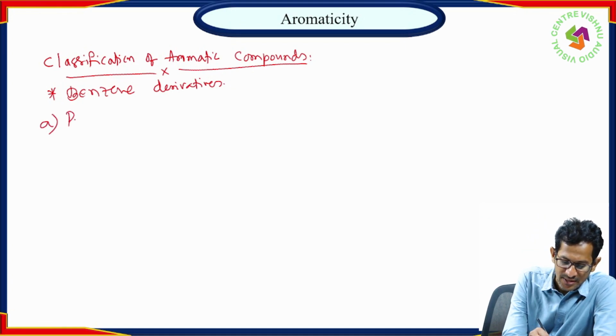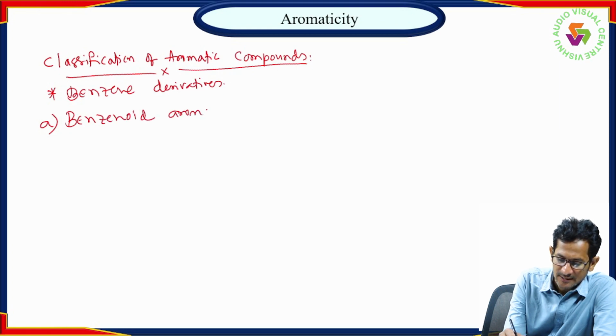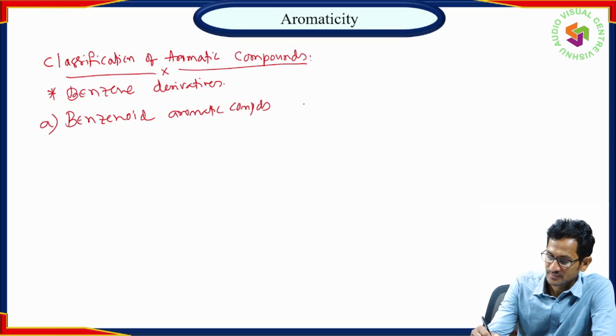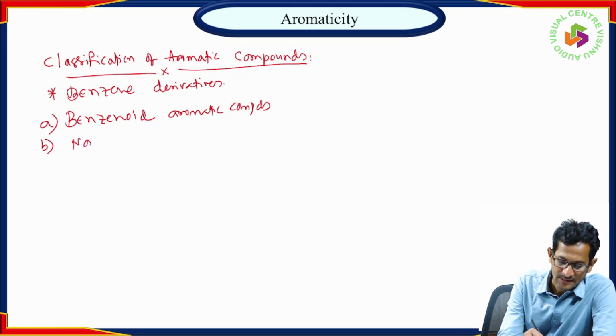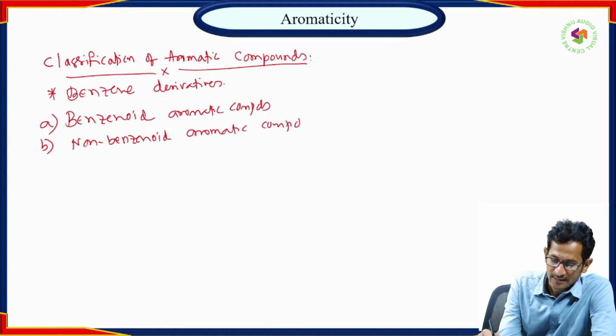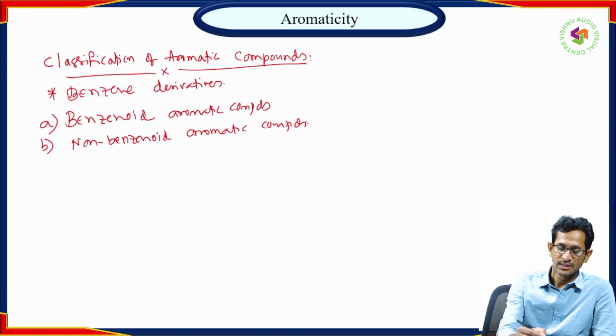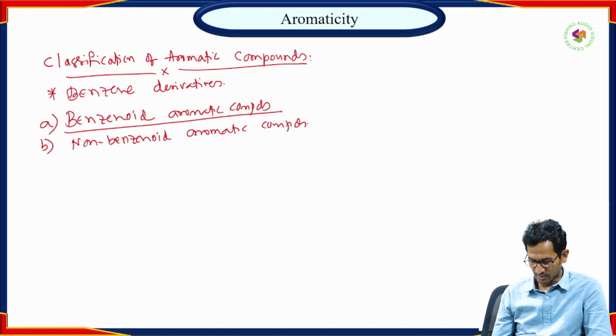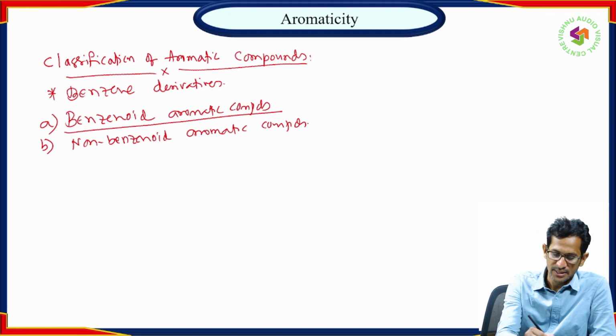A is benzenoid aromatic compounds. B is non-benzenoid aromatic compounds. Now we will discuss what a benzenoid aromatic compound is, and later what a non-benzenoid aromatic compound is. First we will discuss the benzenoid aromatic compound.